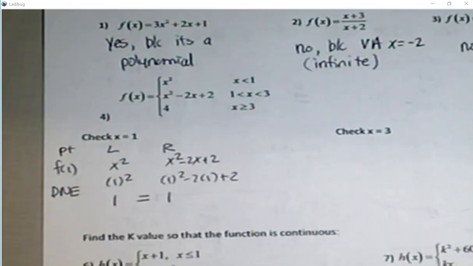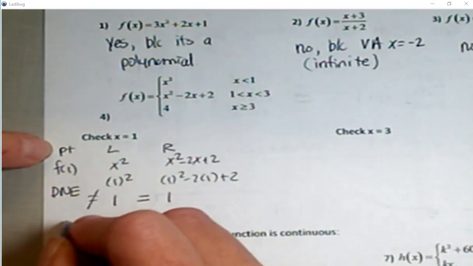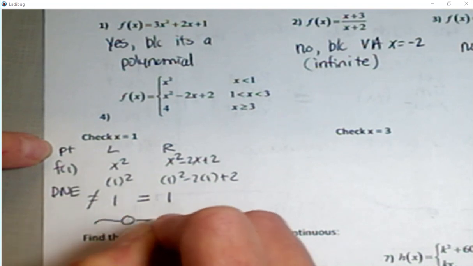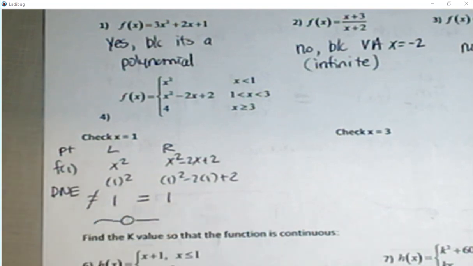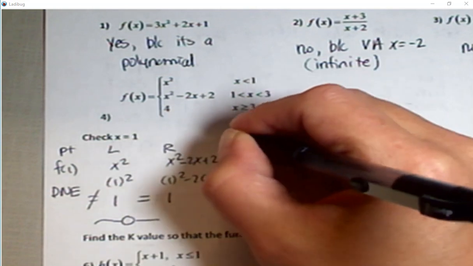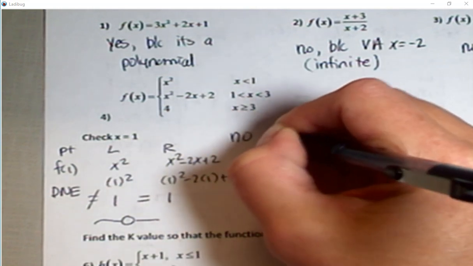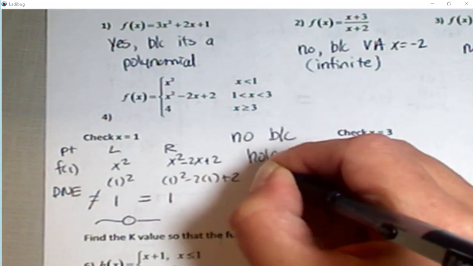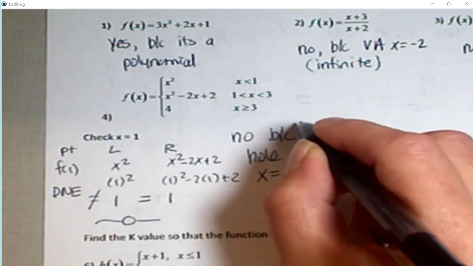Turns out the left and the right are equal, but they're not equal to the point. So there's no point, okay? No point, but the left and the right are the same. That's me trying to think of the picture that goes with the limit statement. So the answer is no, because there's a hole at x equals 1.